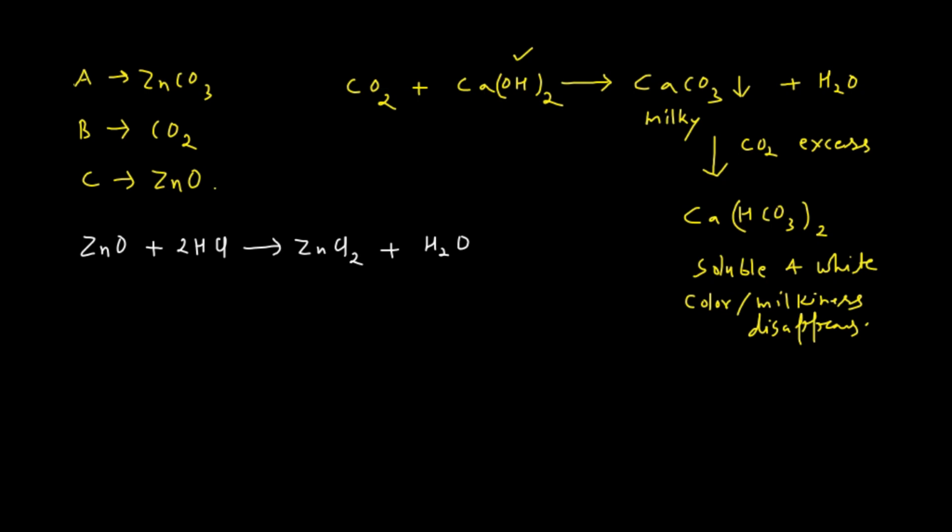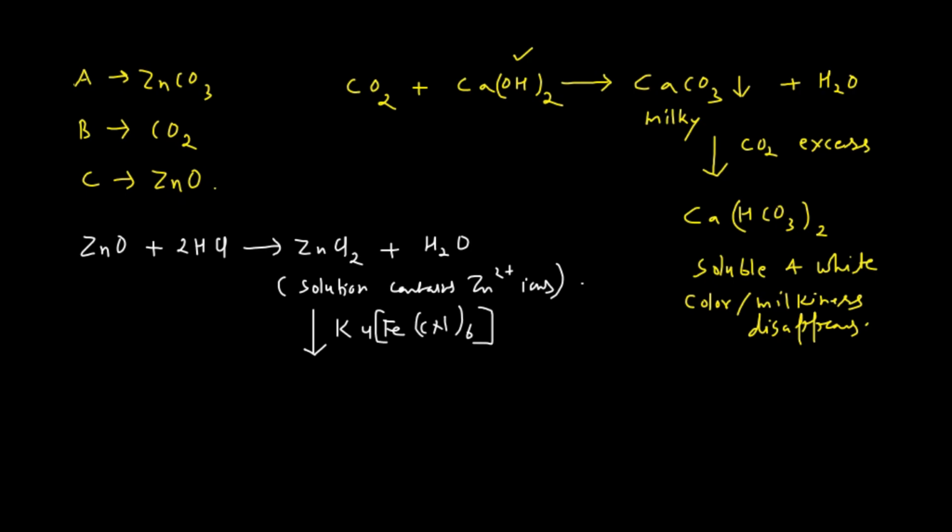And what will happen? Now this is basically an ionic compound. So this solution contains Zn2+ ions. Zn2+ ions, it is very important. And then what will happen with K4[Fe(CN)6]? You are getting a white precipitate.